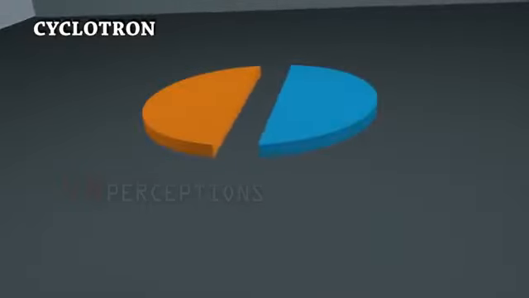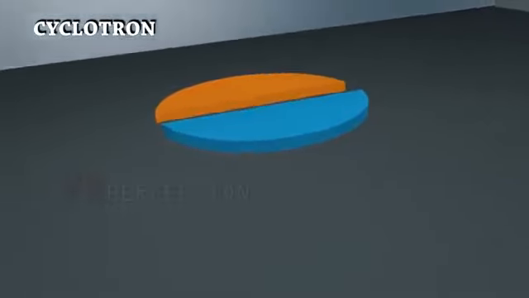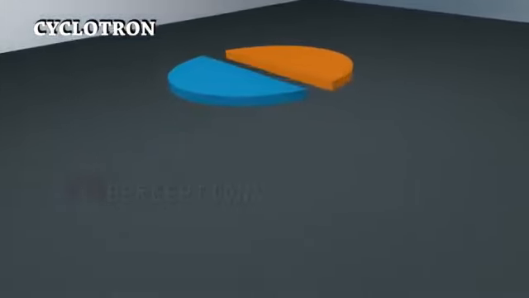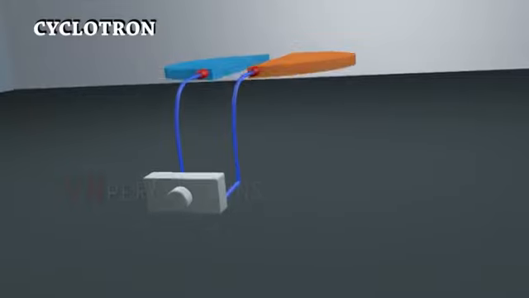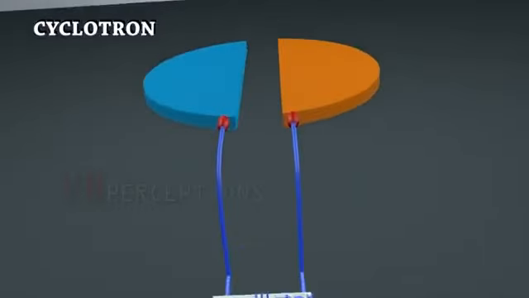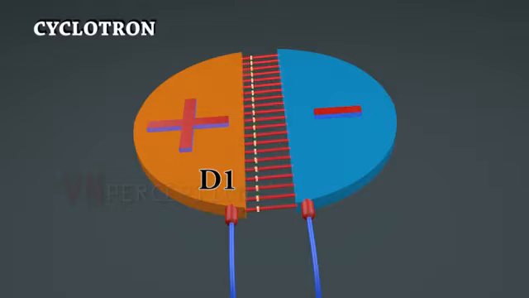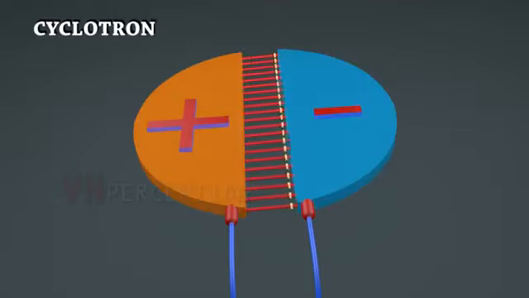Two hollow half cylinders made of highly conductive metal, known as Ds, are placed so that the straight edges face each other with a small gap between them. These two Ds are connected to the two terminals of an alternating voltage source, an oscillator, which helps in changing polarity. If D1 is at positive potential, then D2 will be at the exact opposite, negative potential, at the same time. In this way they oscillate and an electric field is created between them.